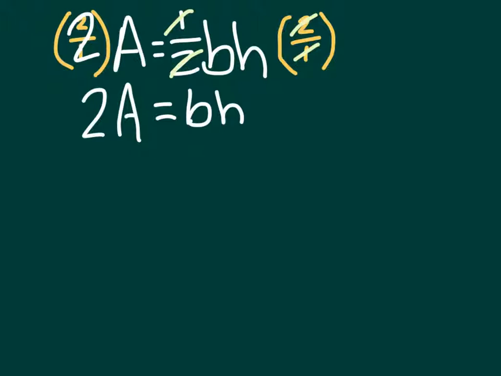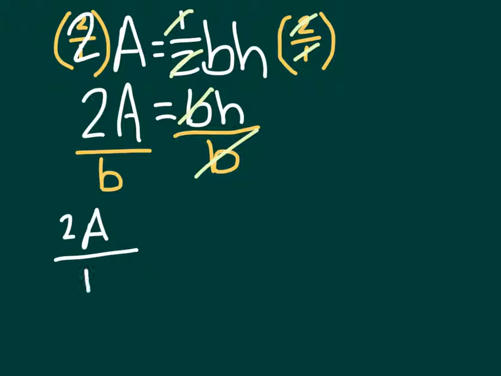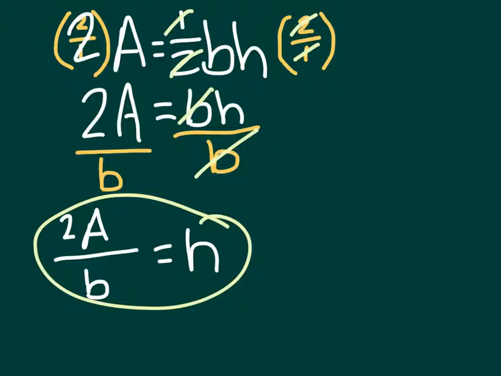I need to get h all by itself. The b and the h are glued together right now. There's no sign in between them, which means that multiplication is happening. So I have to do the opposite of multiplication, which is division. So I divide by b. If I do it to one side, I have to do it to the other side, right? Then I'm getting rid of those b's. They're canceling out. So what I have left is 2a over b equals h. And there's my answer. All right, let's try another one.